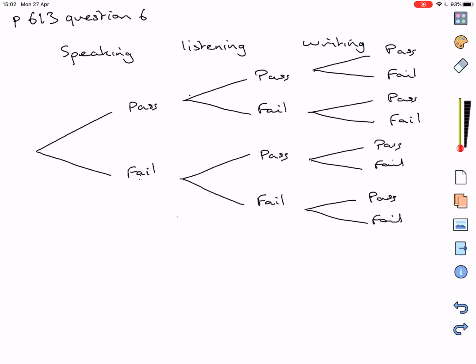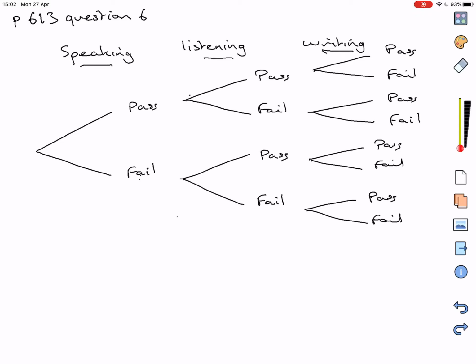Hello, this is question 6 on page 613, just to get you started if you're a bit confused about all this tree diagram stuff. So if you read the question, it's all about Thomas, who's got to take a 3-part language exam paper. He's got speaking, listening and writing to do. And in part A, you're asked to draw a tree diagram covering these 3 events. And it tells you that each of the events is speaking, listening and writing.